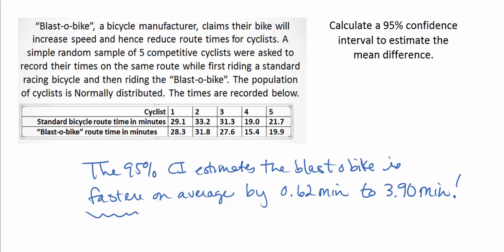Why can I put faster here? Well, if I think about the context of the problem, I know that if my average difference is 0.62 to 3.9, and that is a positive value, what that means is that the difference between the standard bicycle times and Blastobike times, the average of that should be between these two. If it's positive, that means that the Blastobike was actually faster than the standard racing bicycle. Be sure that you can understand how to interpret these types of problems. It takes a little bit of practice.